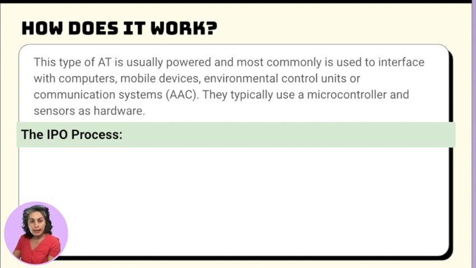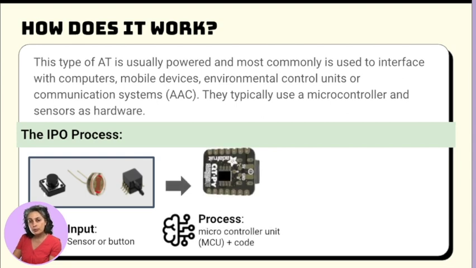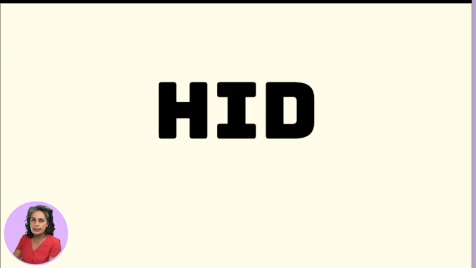There's something called the IPO process, and it includes the input, which would be either a button press or some type of sensor change, and then the process, which is what the computer or the microcontroller, also known as an MCU, processes from the code that is placed on it, and then there's an output, so it'll activate or do something on the host computer or mobile device.